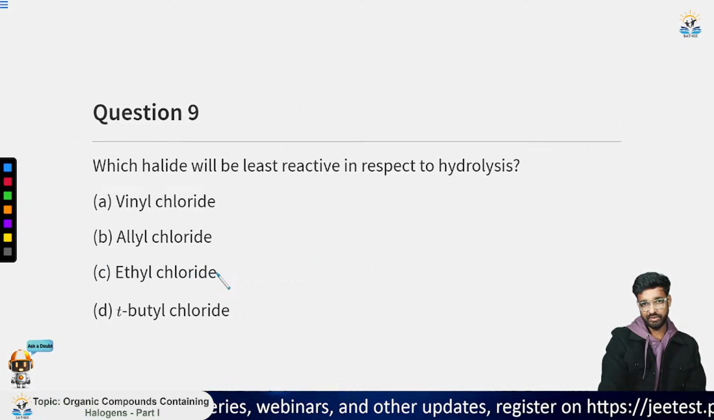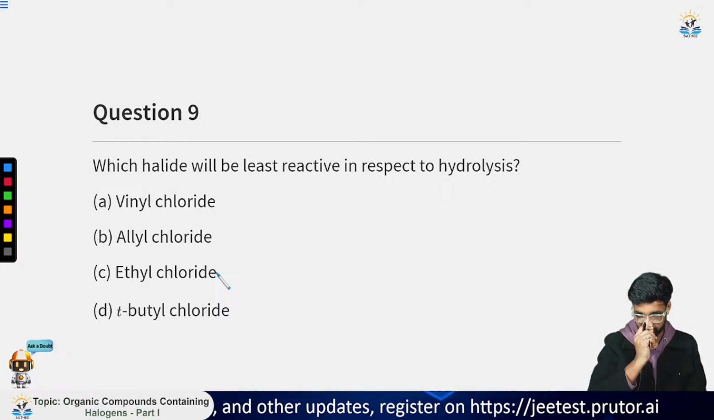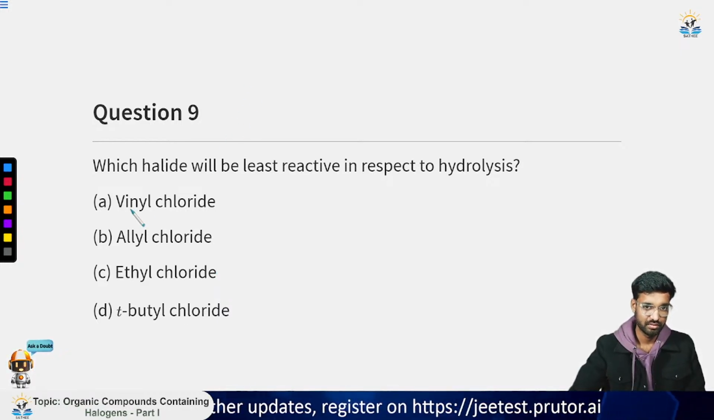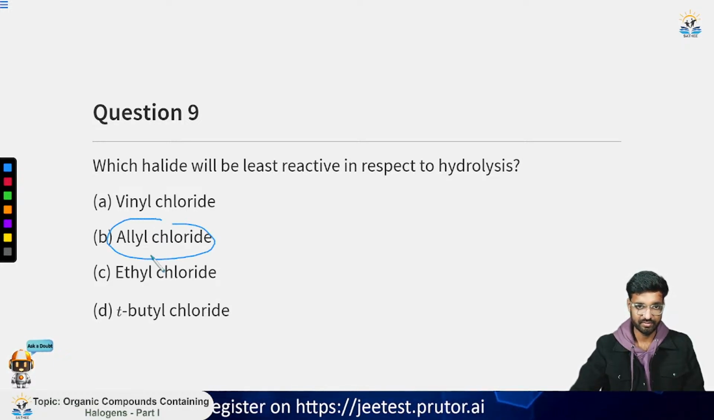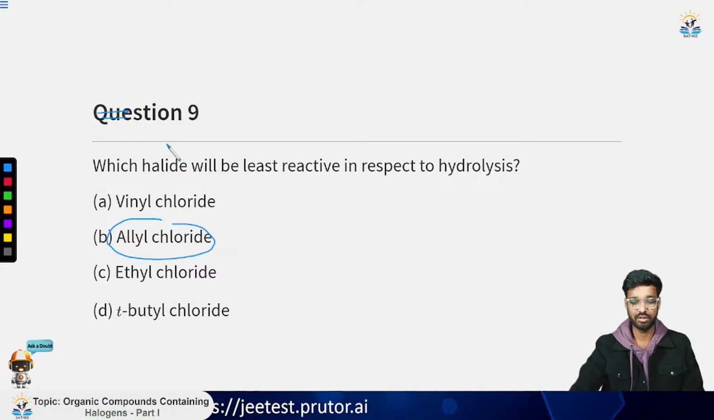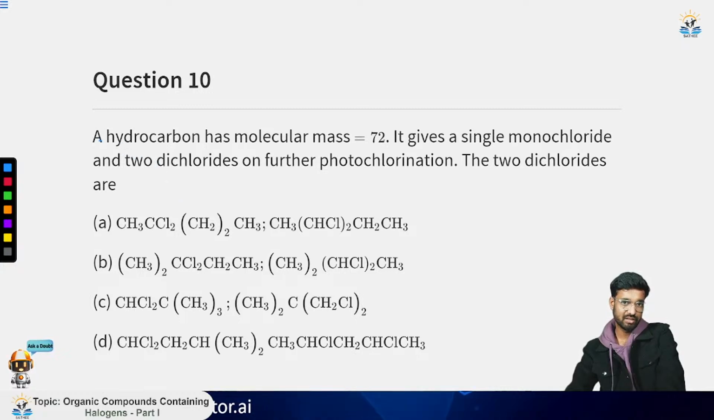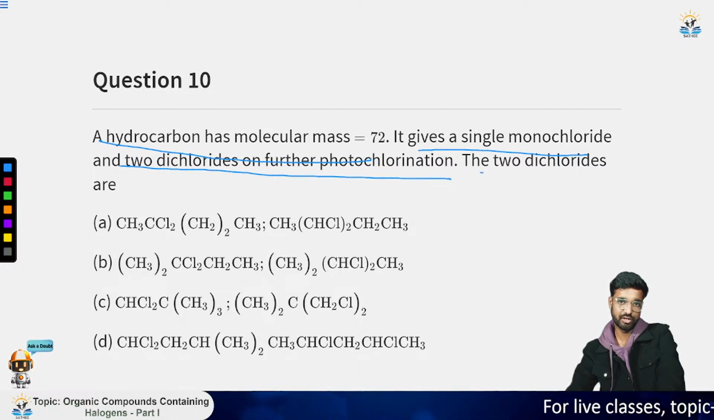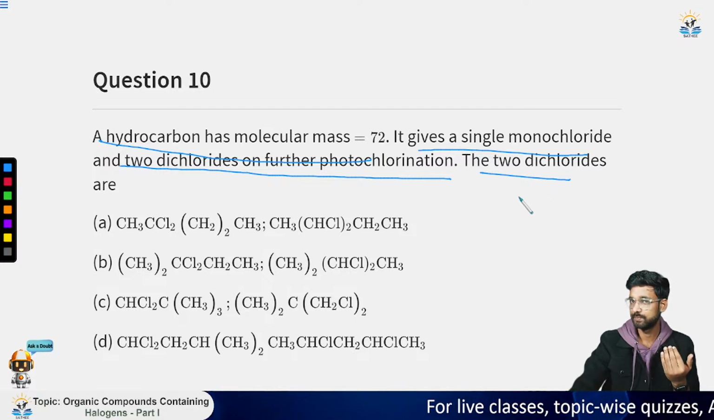Now, which halide will be the least reactive with respect to hydrolysis? Okay, so which is the least reactive? So this has allyl radical, so it is the most reactive. Now you can see it by yourself. I'm not giving you any hints because I've taught the hydrolysis chapter earlier. The hydrocarbon has a molecular mass of 72. It gives a single monochloride and two dichlorides on further photochlorination. The two dichlorides are... Okay, so you can do it by yourself.